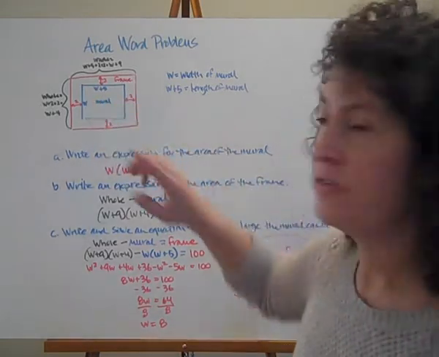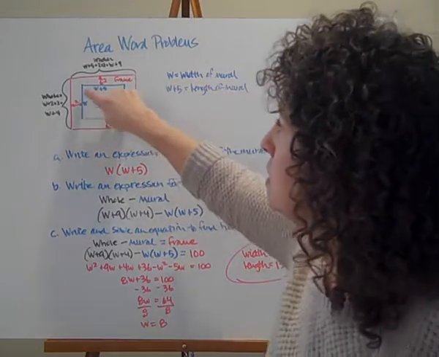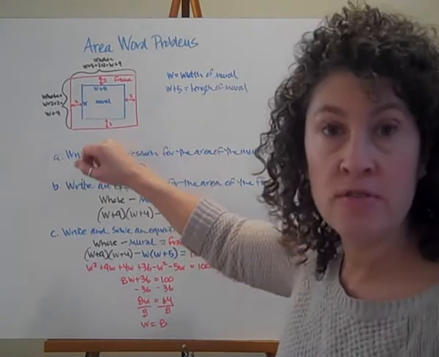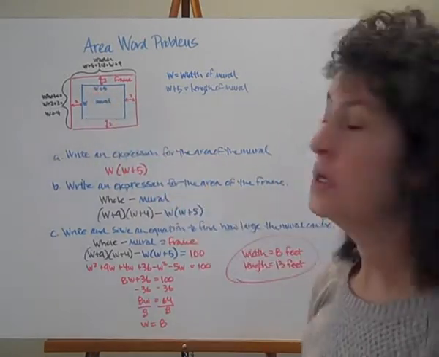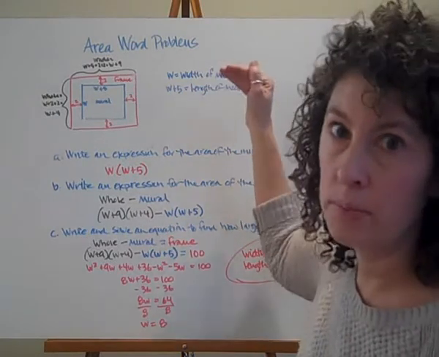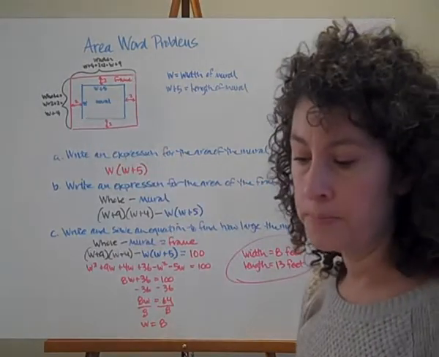All right, so I've started to define some variables here. I don't know the width, so I'm calling W the width of the mural. So I've labeled the mural as W. And the length is 5 feet longer than the width. So I've called the length of my mural W plus 5. Okay, so I've defined my variables here. Please make sure you're defining your variables as you go. All right, so far I've got my mural.